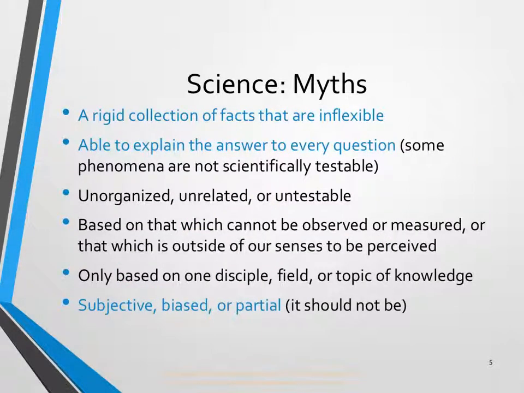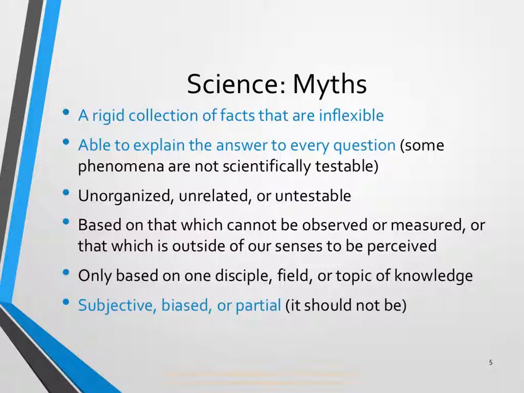So in the first two slides, everything that I went over were actual facts about science, things that are true. The next couple of slides, we're going to go over the things that are not true, the things that are myths. There is a firm belief that science is a rigid collection of facts that are inflexible, meaning once you say that this is a fact, there's nothing that can change that. It can't be altered in any way. That's not true. Science practices and science abilities are changing every single day, and we have to be flexible so that we can keep up with everything that's going on around us. So it's not true that science is inflexible.